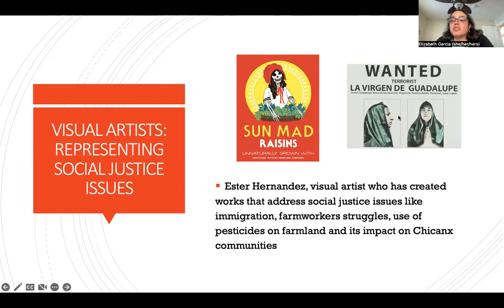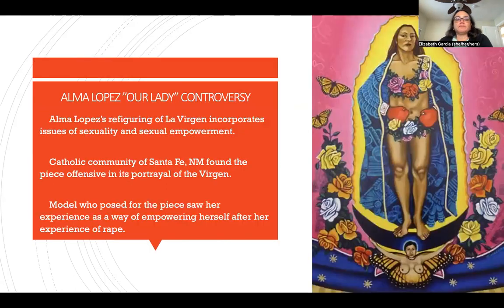And more recently, she created this other wanted poster, which was meant to critique the SB 1070 law from Arizona, the Show Your Papers law, that racially profiled Latinas.